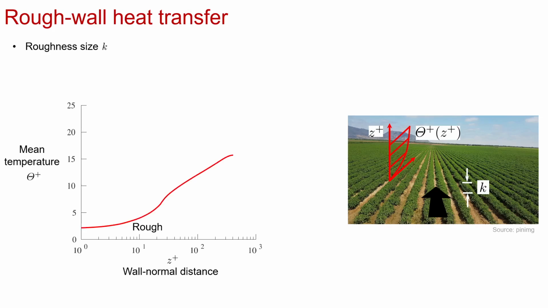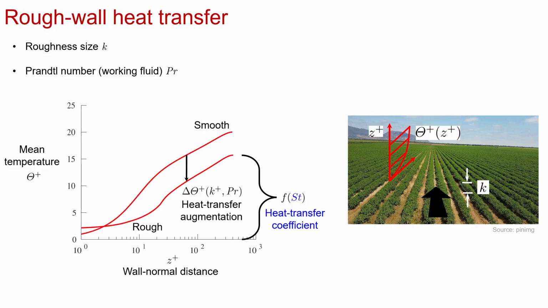And so I'm interested in predicting rough-wall heat transfer, where for any given situation, say, I could identify a roughness size K on my surface, and I might be interested in predicting a heat transfer coefficient for this situation. And so if I have some mean temperature theta with respect to wall normal distance Z, what I can infer from this profile is a bulk measure or a heat transfer coefficient, say the Stanton number St, or alternatively, and what I'll be using this talk is the heat transfer augmentation relative to a smooth surface, delta theta plus, which is going to depend on my roughness size K, as well as the Prandtl number, which is a property of the working fluid.